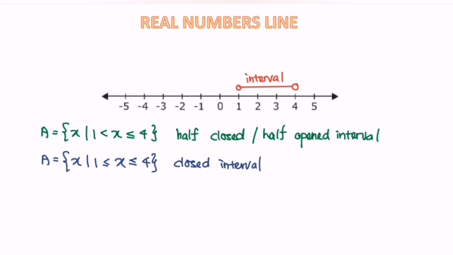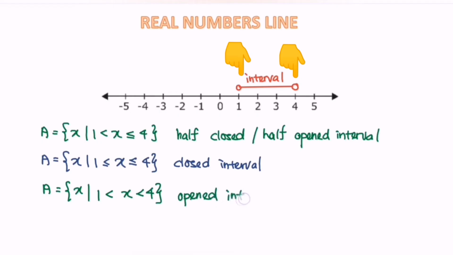Another example, set A is a set of all elements x such that x is greater than 1 and x is less than 4. Referring to the example, the endpoints are not included on either side. So it is an open interval.